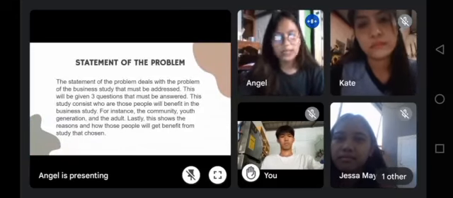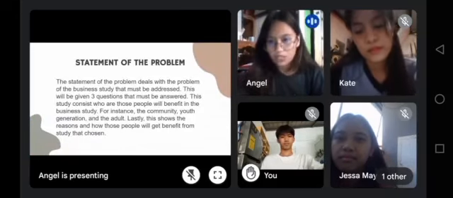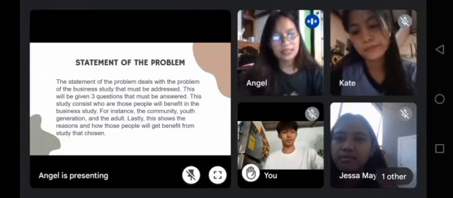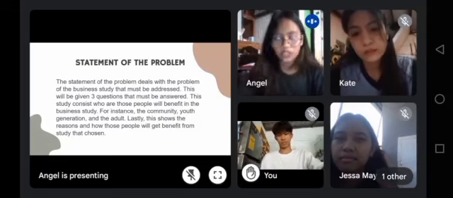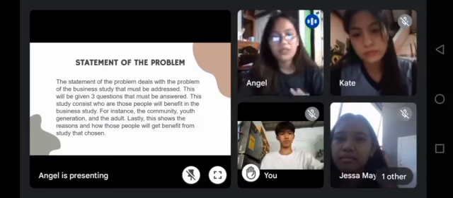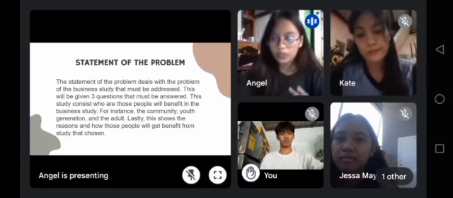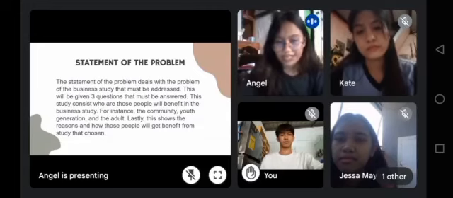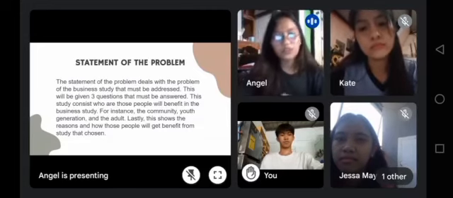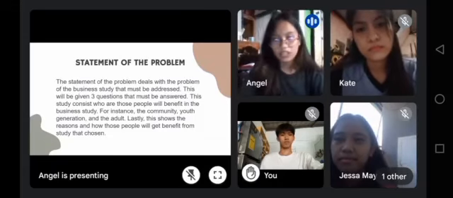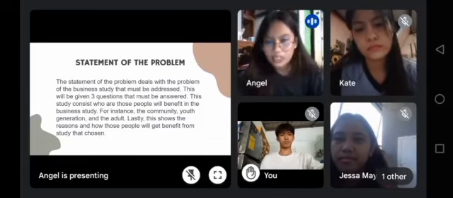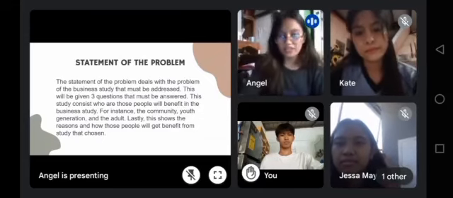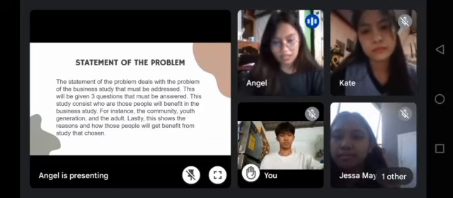Statement of the problem. The statement of the problem deals with the problem of the business study that must be addressed. This will be given 3 questions that must be answered. The study consists of who are those people who will benefit in the business study. For instance, the community, youth generation, and the adult. Lastly, this shows the reasons how those people will get benefit from the study that was chosen.